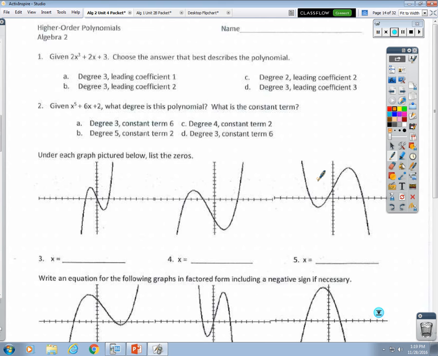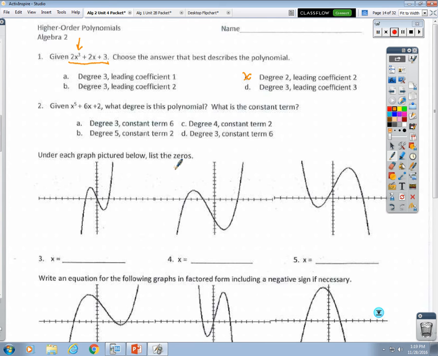2x cubed plus 2x plus 3. Choose the answer that best describes the polynomial. Okay, the first thing that it says is the degree. What degree is this polynomial? Degree 3, because 3 is the highest exponent. So that rules out C, because it says degree 2.